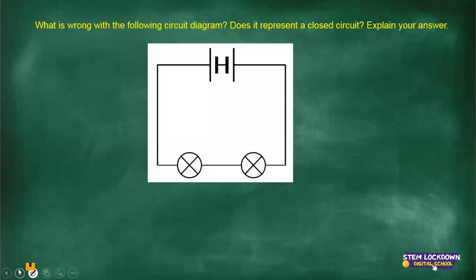Ma'am, the thing that's wrong is that there's no switch. If there's no switch, the circuit can't operate. It will just be on the whole time. Okay, if you don't have a switch in a circuit, it will still work. The switch is just to control the flow of energy, but something else is wrong. What's wrong?